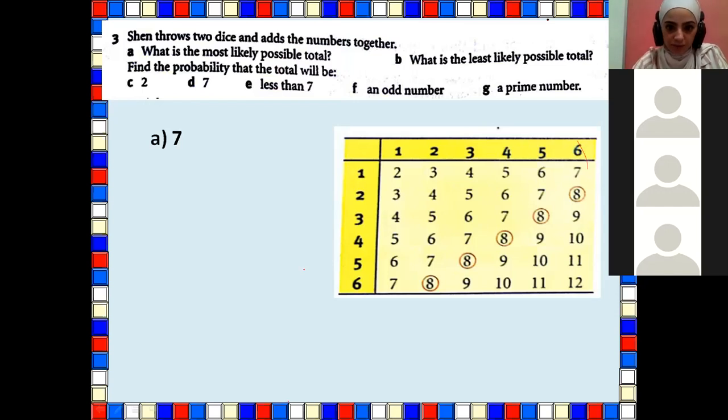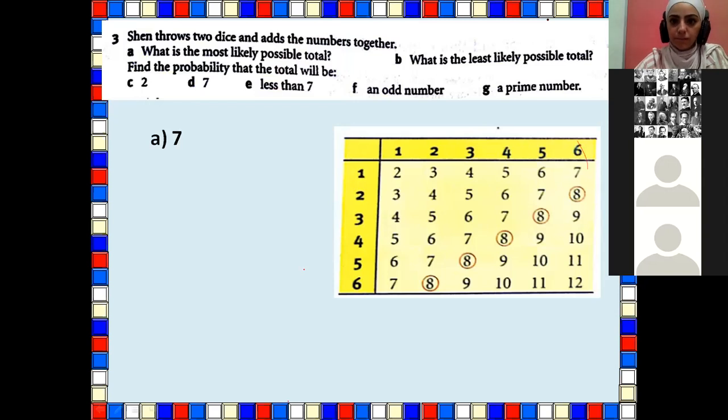Lien. What's the least likely possible total? It's 2 and 12. Yes, we have only 1 two and only 1 twelve. So those both outcomes are the least likely possible total. Okay, thank you, Lien. Yalla, let's go to part C of the question.